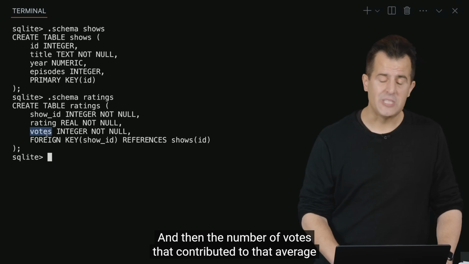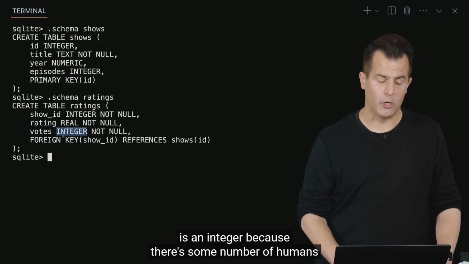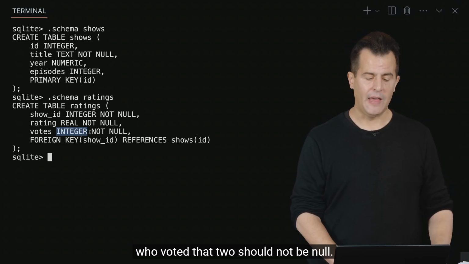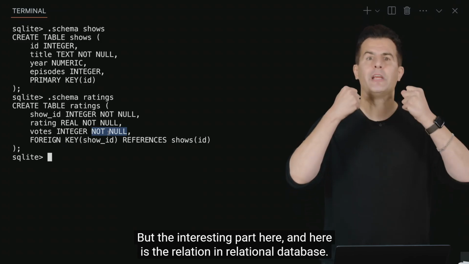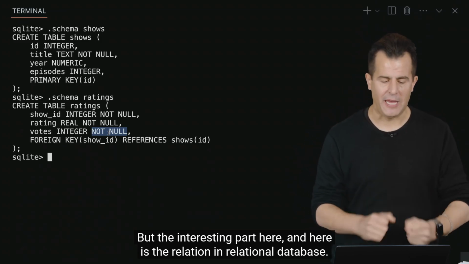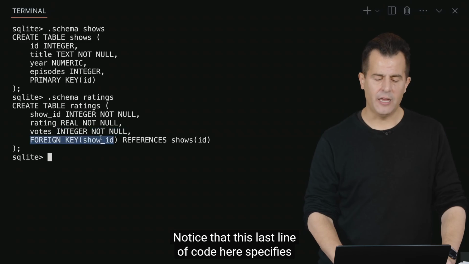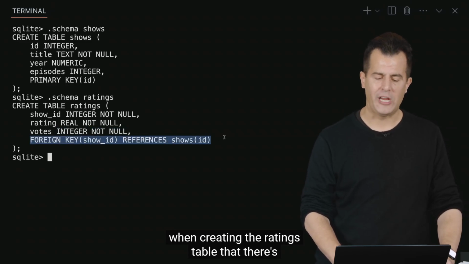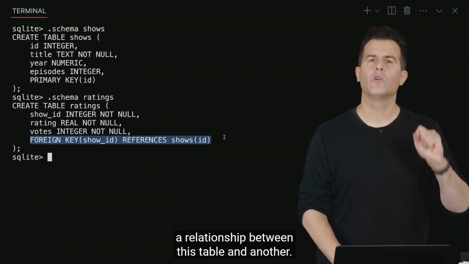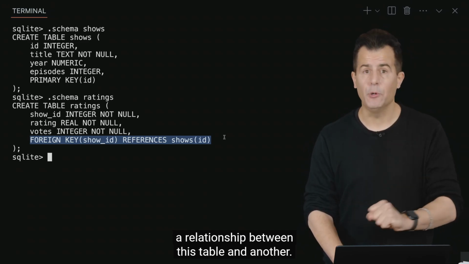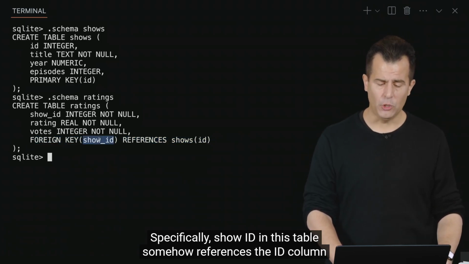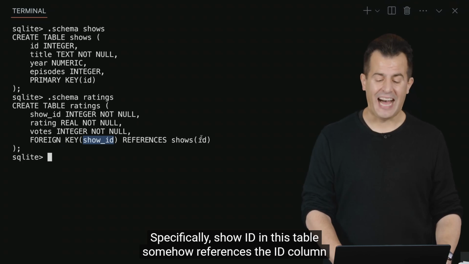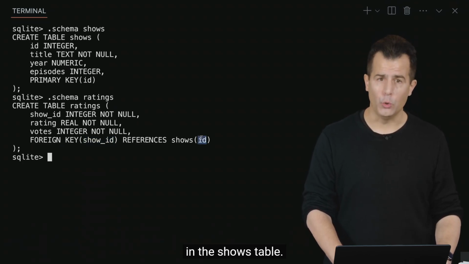And then the number of votes that contributed to that average is an integer, because there's some number of humans who voted. That too should not be null. But the interesting part here, and here is the relation in relational database, notice that this last line of code here specifies when creating the ratings table that there's a relationship between this table and another. Specifically, show ID in this table somehow references the ID column in the shows table.